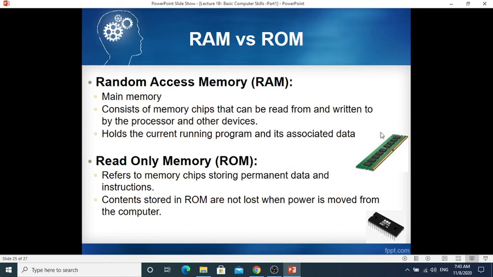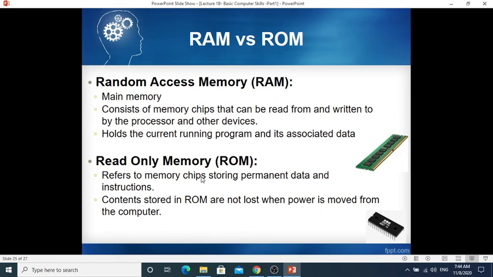The RAM is called the temporary memory. Why? Because it holds the current running program and its associated data. Any program we open will be moved to the RAM, and it will be there until you decide to close that program or that file. However, if you switch off your computer, the RAM will become empty. Nothing will remain stored on it.